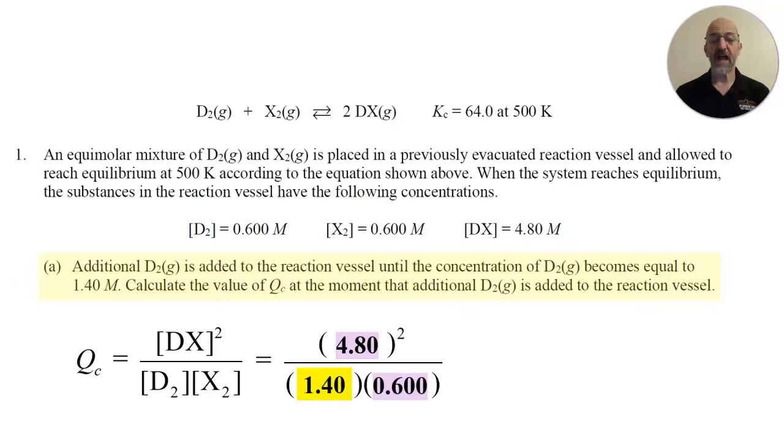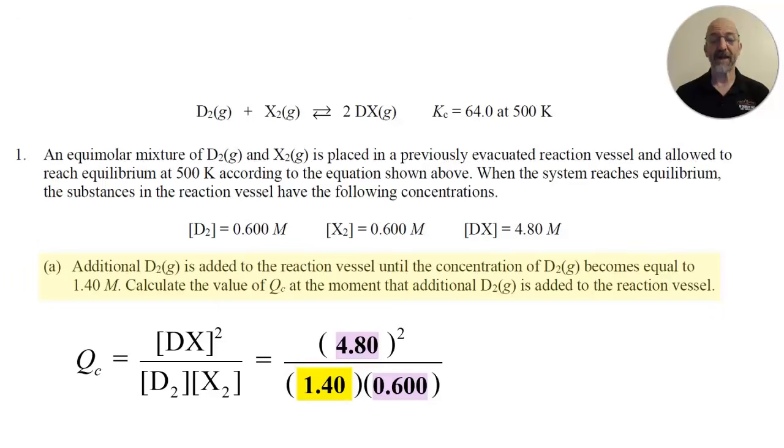Now notice that I've now increased the value of the denominator in this expression, which means you can tell that Q will become less than K at this moment. So in part A, it says to calculate the value of Q at the moment that the additional D2 is added to the reaction vessel.